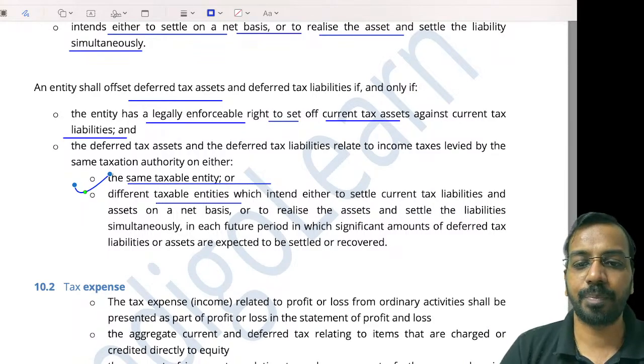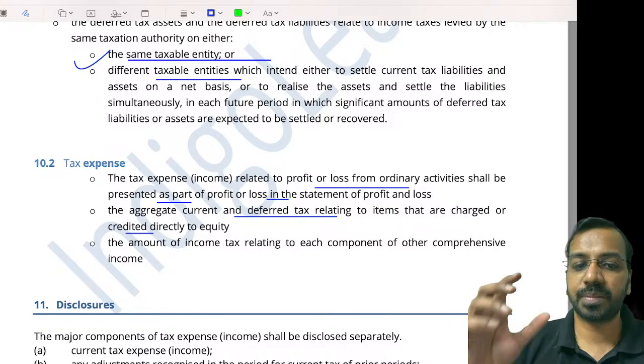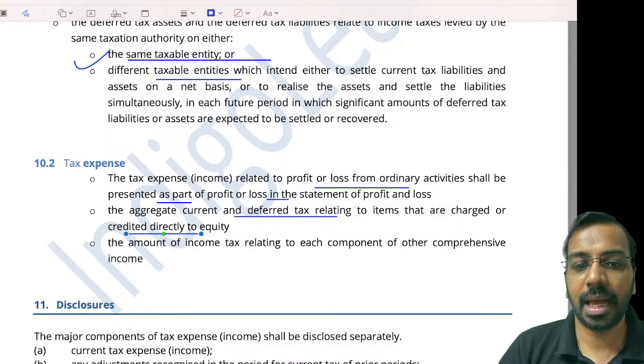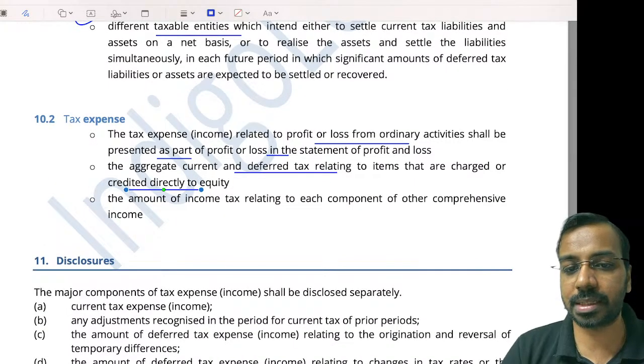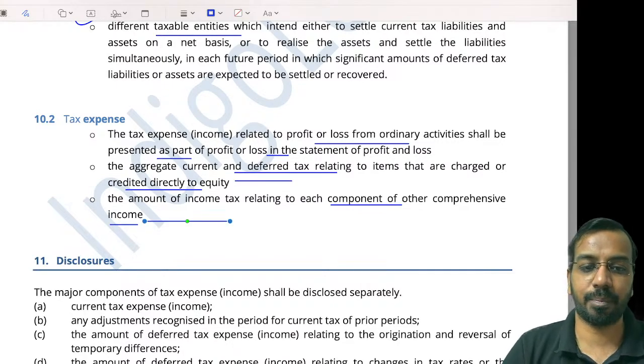Then tax expense related to profit or loss from ordinary activities shall be presented as part of P&L. The aggregate current and deferred tax relating to items that are credited directly to equity, there you will show it under OCI, and the amount of income tax relating to each component of OCI. So it could be either an equity item, OCI item, or P&L item.